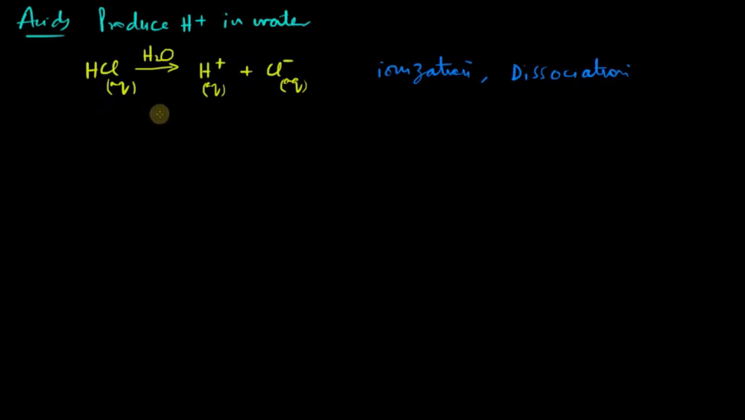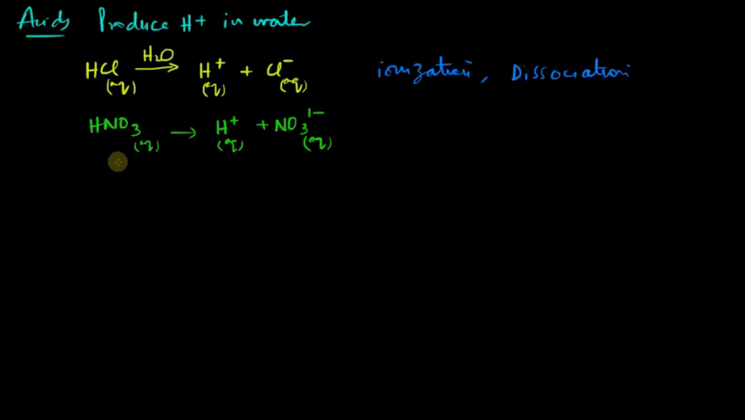Now let's see another example. For example, we've got nitric acid. If you put nitric acid in water, what will happen? It will convert into H plus ions, along with NO3, and nitrate is NO3, one negative ion. So these are the aqueous ions.